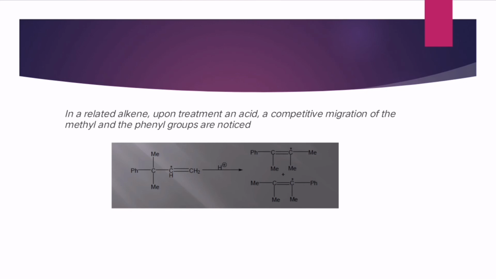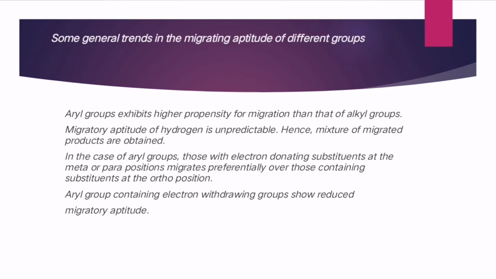As we can see, there are two products forming. Here we have methyl migration and here we have phenyl migration. So this is called competitive migration of methyl and phenyl groups. Aryl groups exhibit a higher propensity for migration than alkyl groups.